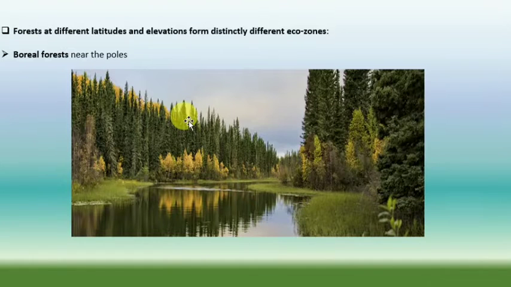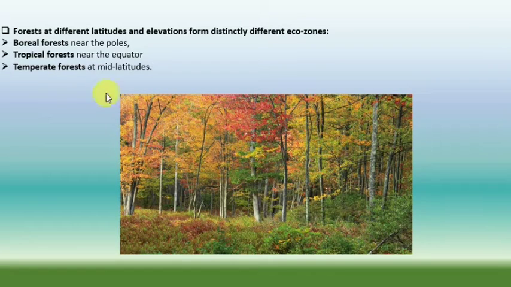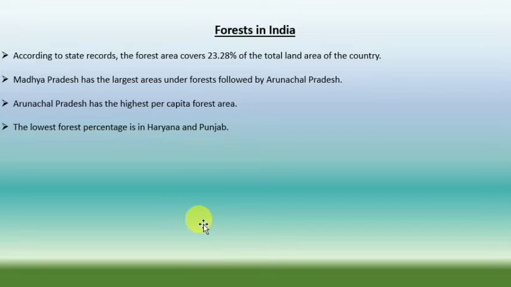Forests at different latitude and elevation form distinctly different ecozones. In boreal forest, we know it is near the poles, and this is the photo of boreal forest. And tropical forest, which is near the equator, and this is the photo of one of the tropical forests. And this is temperate forest, which is at mid latitude. High elevation areas tend to support forests similar to those at higher latitude in composition.